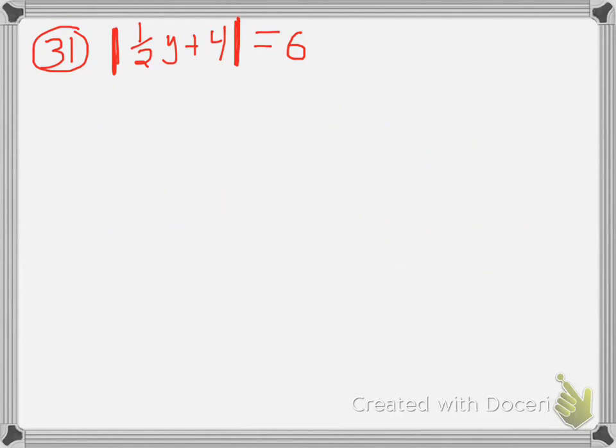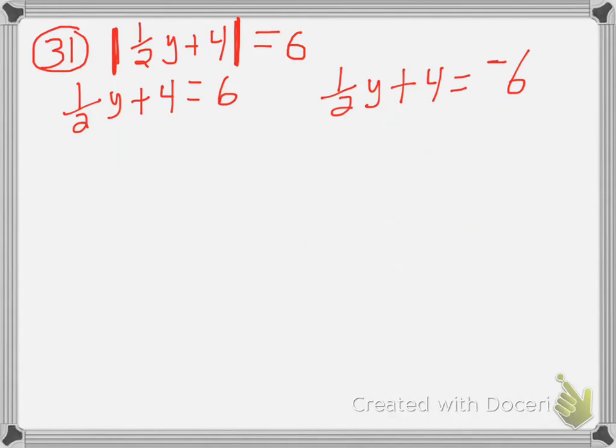Now we'll move on to the next section. On this section I'm going to do number 31. Same process as before. I've got the absolute value of 1/2 y plus 4 equals 6. Since I know that inside the absolute value, if I get a 6 or a negative 6, it will give me the correct answer. So I'm going to set what's inside my absolute value, the 1/2 y plus 4, equal to a positive 6, and I'm also going to set it equal to a negative 6.